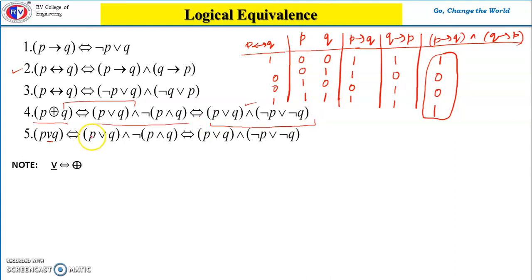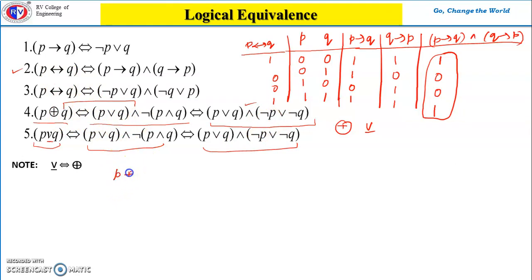Okay, same way this also, the truth value of this one, the truth value of this one, and the truth value of this one will be the same. See, both the questions 4 and 5 are the same. To show the exclusive or, we can use either this symbol or we can use this symbol. Okay, so let's take this one, I will show one, the other one you can verify.